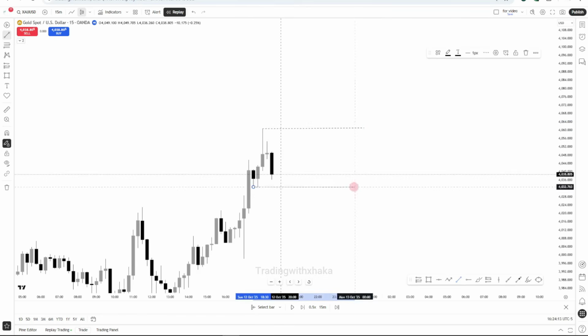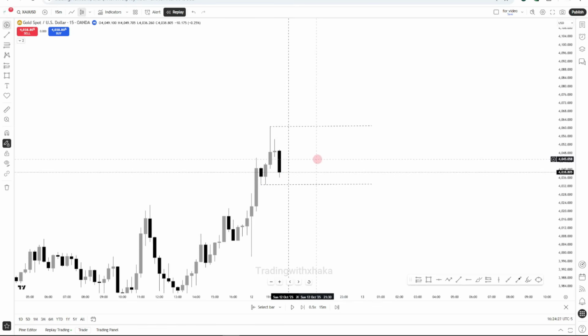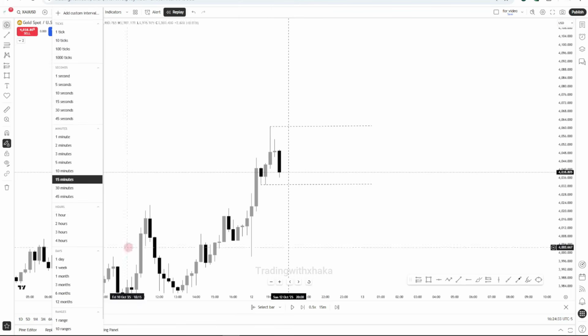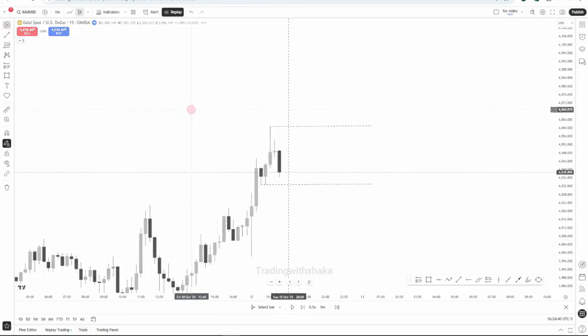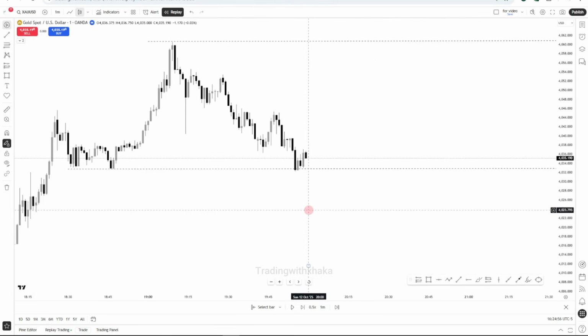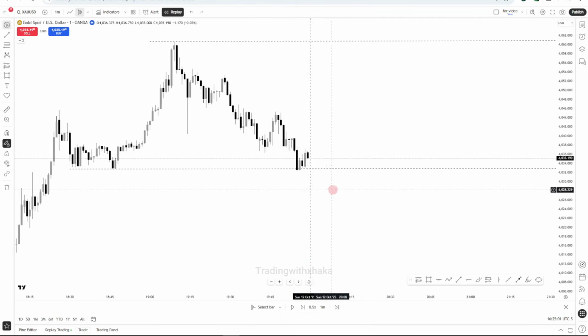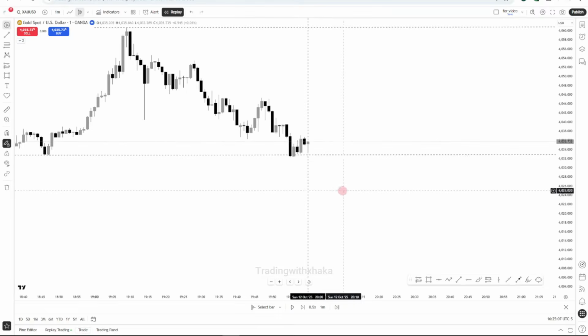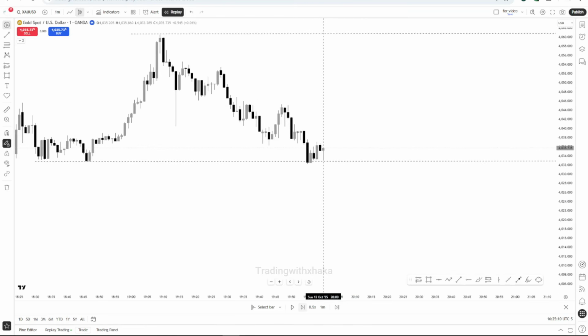This line here is 8 o'clock p.m., the closure of New York and the opening of the Asian session. So we have to wait for price to reach there, or we start looking for a sweep on either side. We are now at 8 o'clock p.m. on the dot. Let's wait for a sweep.